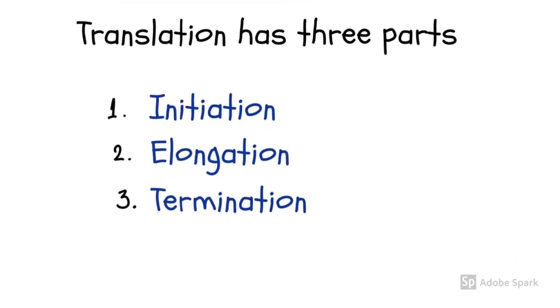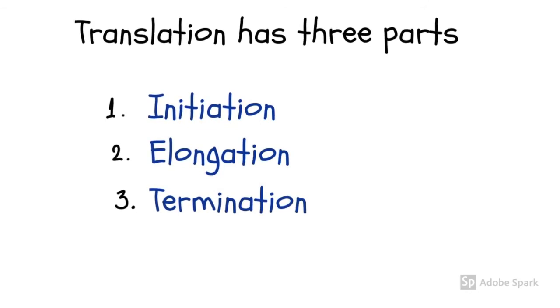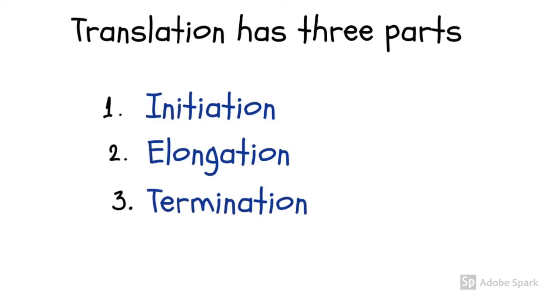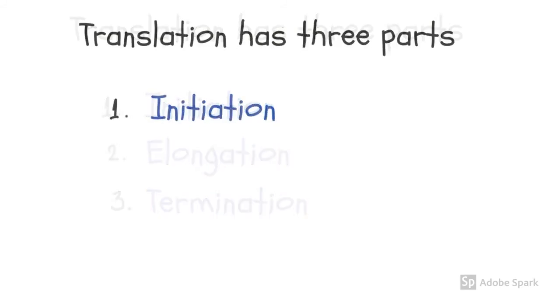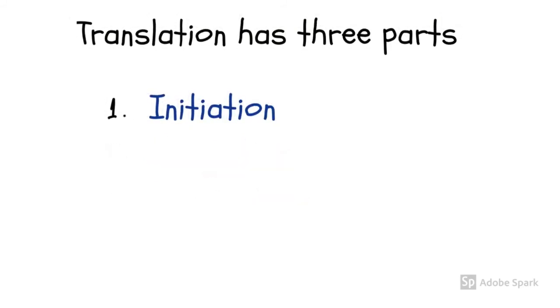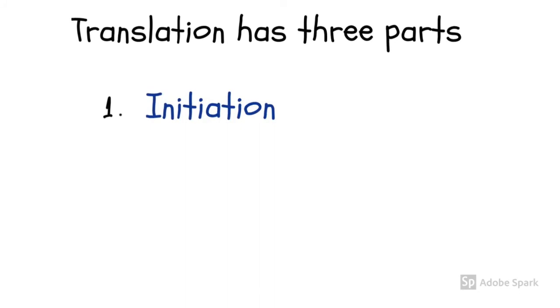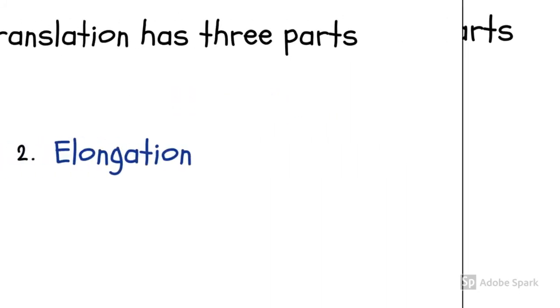The translation step has three parts. First, initiation, elongation, and the last one is termination. Initiation. In this stage, the ribosome gets together with the mRNA and the first tRNA, so translation can begin.